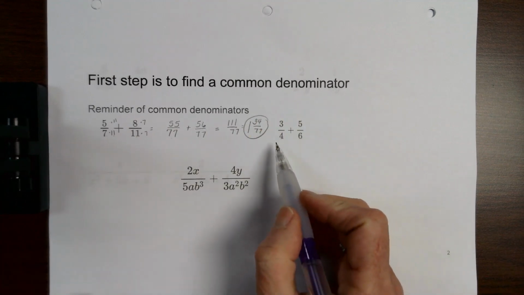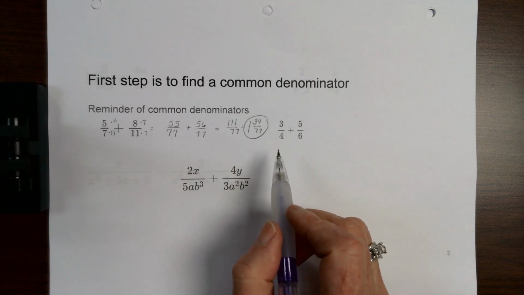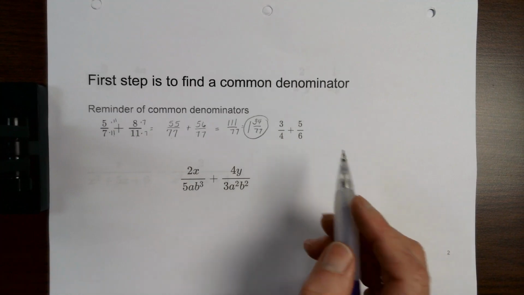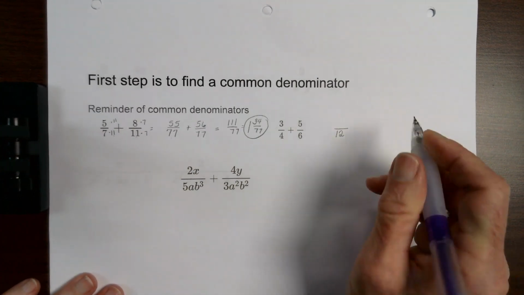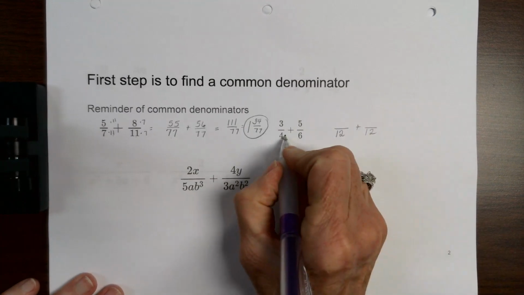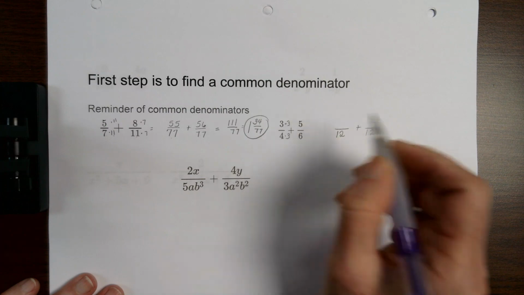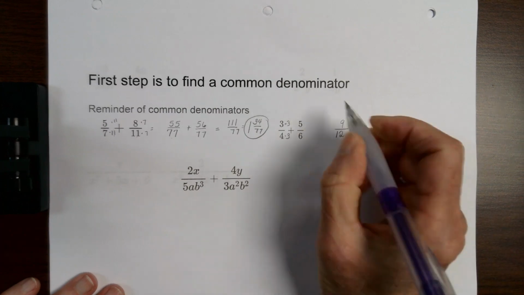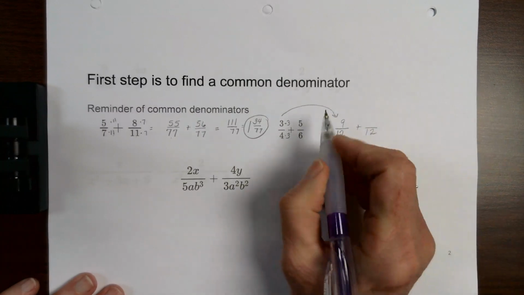Let's do this one. Common denominator between 4 and 6, the smallest number that both 4 and 6 can be divided into would be 12. So I'm going to rename both of them with 12 on the bottom. So I go 4 times 3 equals 12. What I do to the bottom, I also have to do to the top. So this fraction 3/4 gets renamed as 9/12.